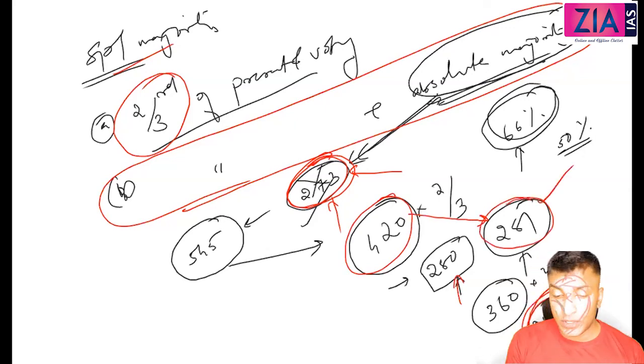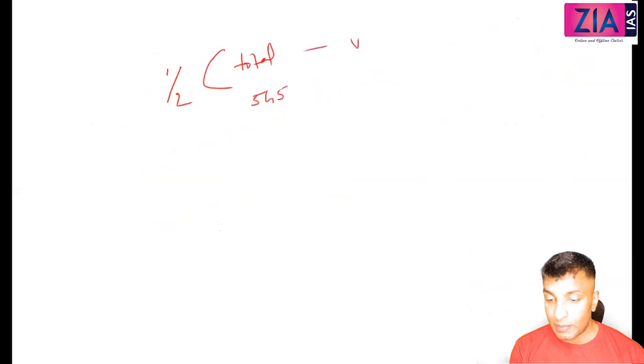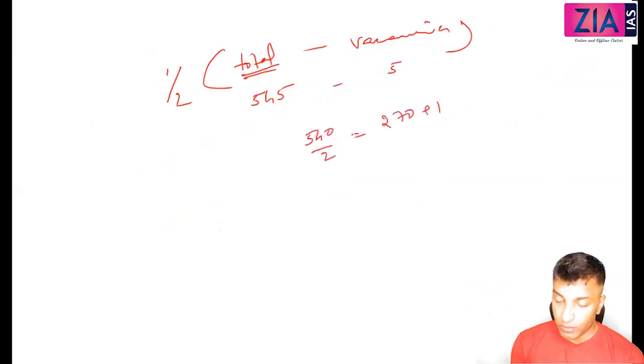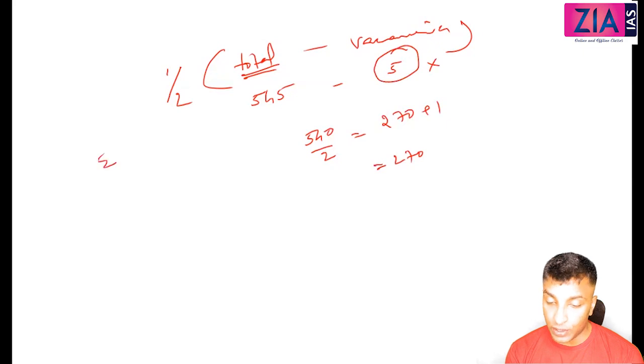Effective majority causes confusion. Why? It is 1 by 2 of total. What is that? 545 minus the vacancies. It is the total strength of the house. 545, let's say vacancy is 5. Then 540. Half of that is 270 plus 1. More is required, so 271. Since 5 vacancies are there, we exclude them. This is effective majority.